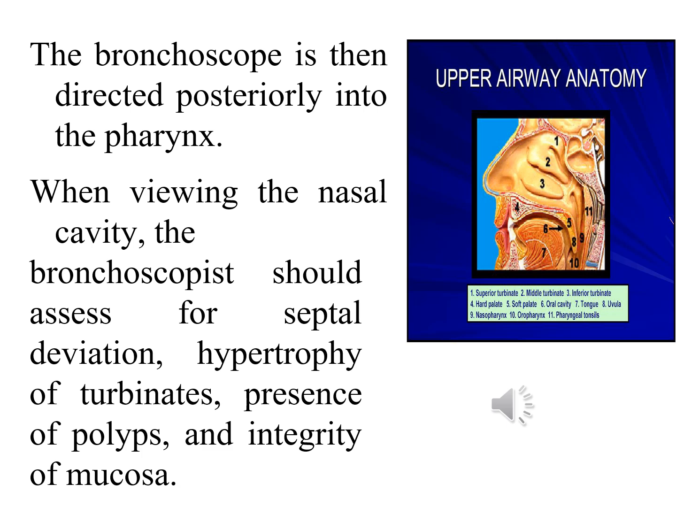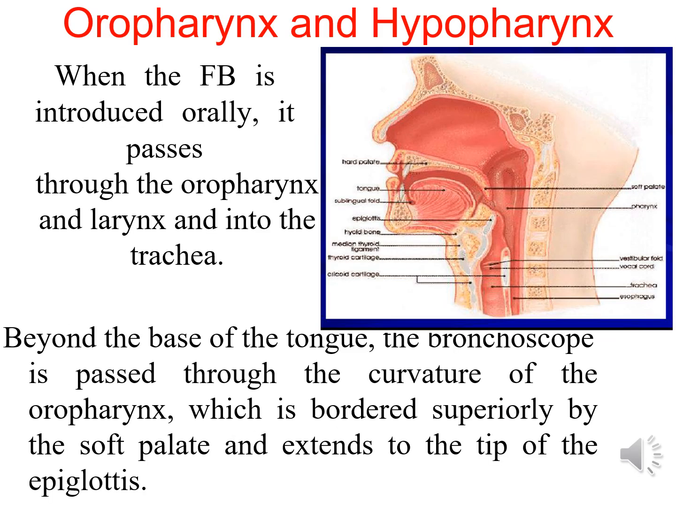When viewing the nasal cavity, the bronchoscopist should assess for septal deviation, hypertrophy of turbinates, presence of polyps, and integrity of mucosa. Oropharynx and hypopharynx. When the FB is introduced orally, it passes through the oropharynx and larynx and into the trachea. Beyond the base of the tongue, the bronchoscope is passed through the curvature of the oropharynx, which is bordered superiorly by the soft palate and extends to the tip of the epiglottis.